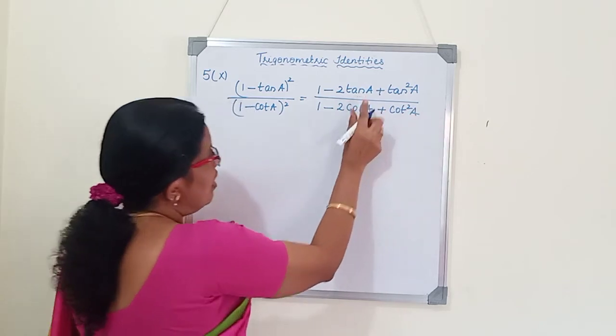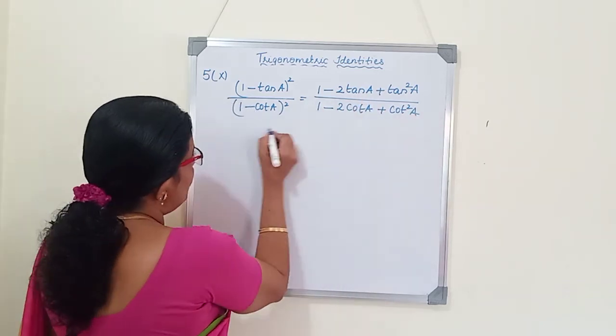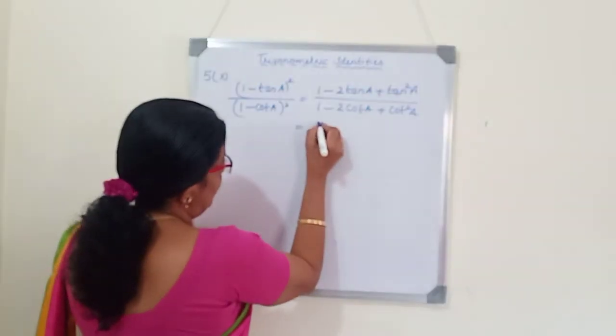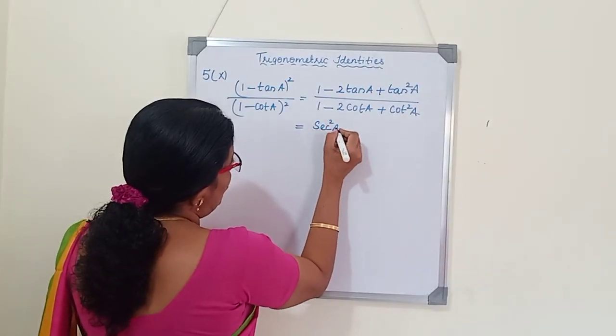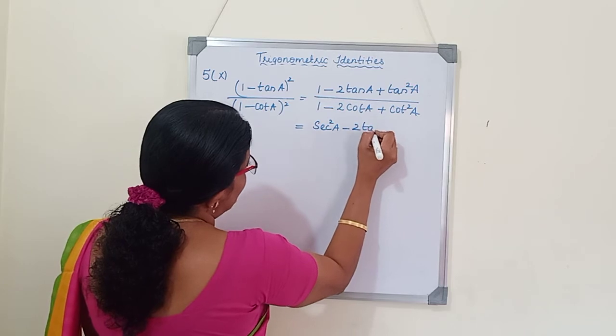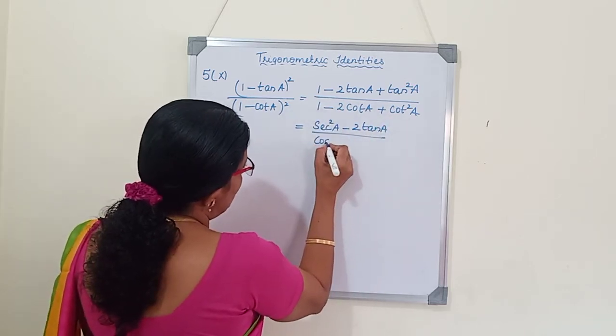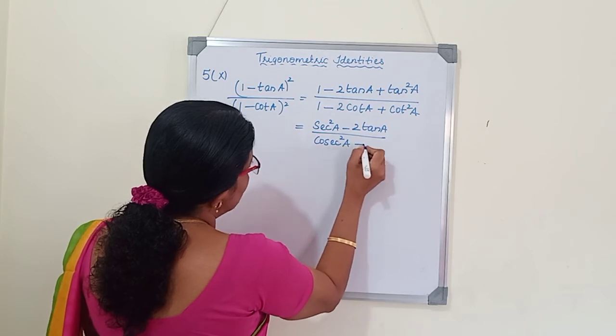Till here we did the same procedure. Now what we will do is 1 plus tan square A. Second identity, that is sec square A, minus 2 tan A we will write. The same way, 1 plus cot square A is cosec square A minus 2 cot A.